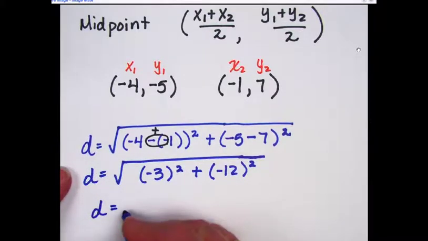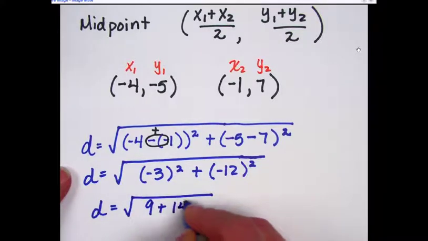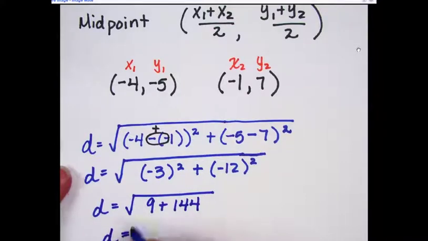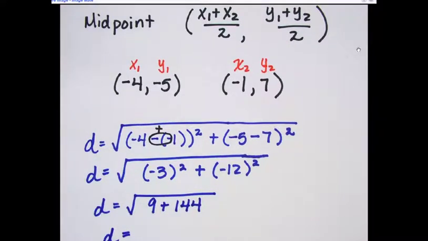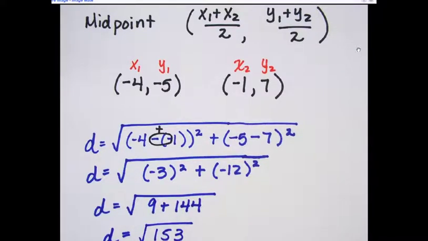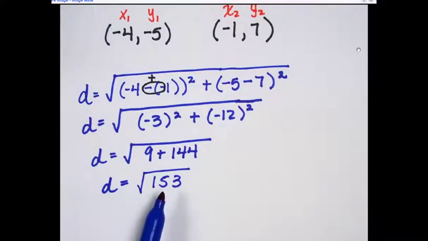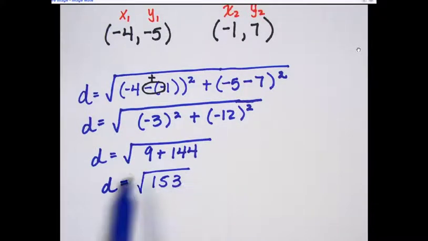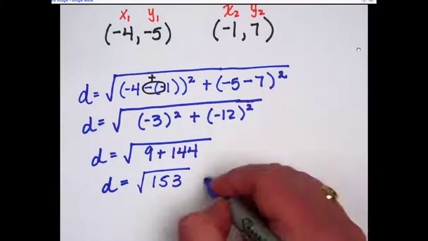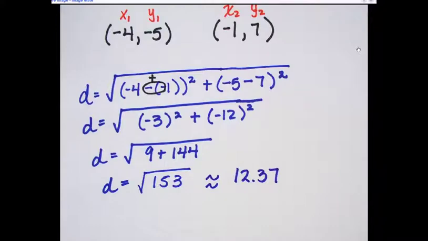So now we're going to square these. Negative 3 squared is 9. Negative 12 squared is positive 144. So our distance is going to be 9 plus 144, the square root of that, which is the square root of 153. Now, again, you can see if that would reduce. This does not simplify, because this is the product of 3 and 51, which are prime numbers, so nothing would come out of the radical. But what we can do is take the square root of that and get a decimal approximation, and this tells me 12.37.